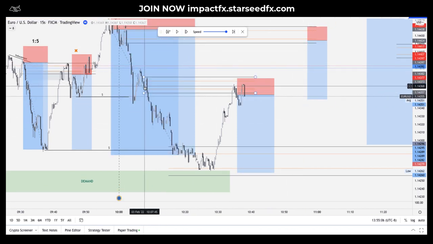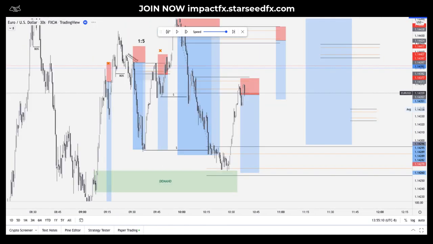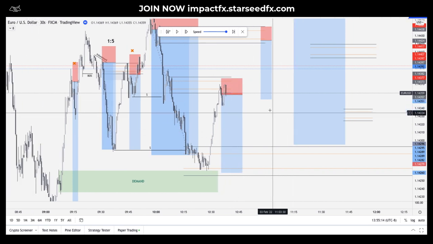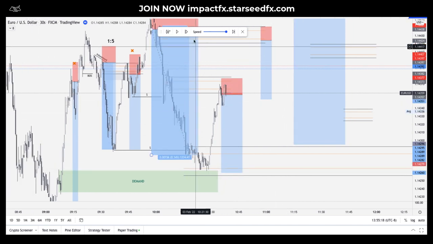But again, what do we have? This is a drop-based drop on the 32nd. Okay, so drop-based drop that took out the liquidity. So I was looking for a chalk. We did get a chalk. And again, I'm looking to take out this liquidity here.